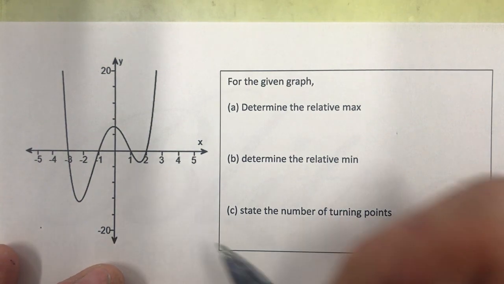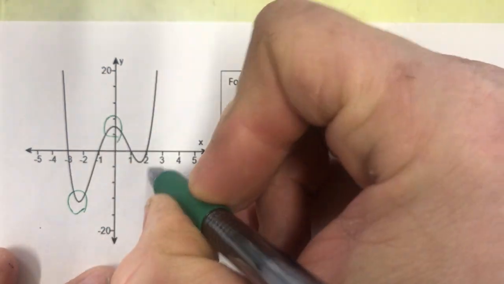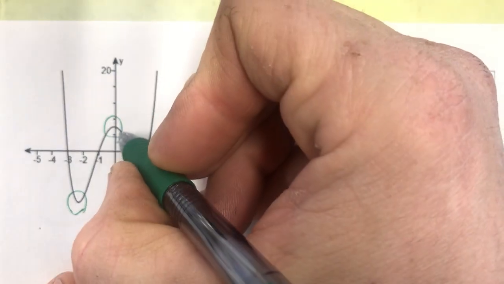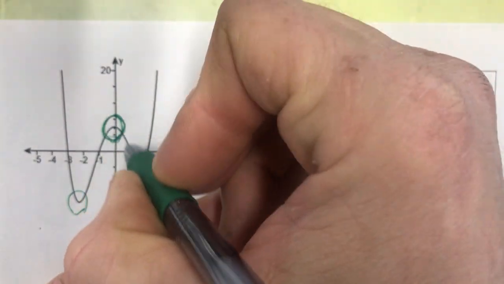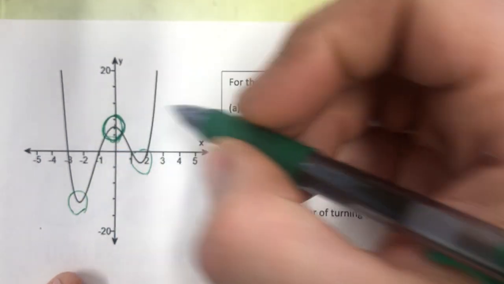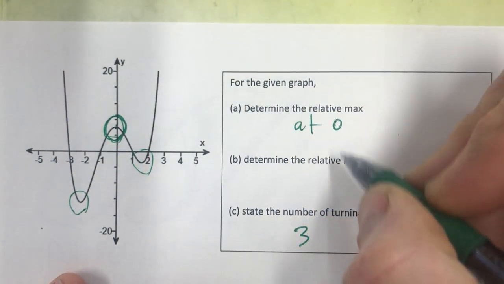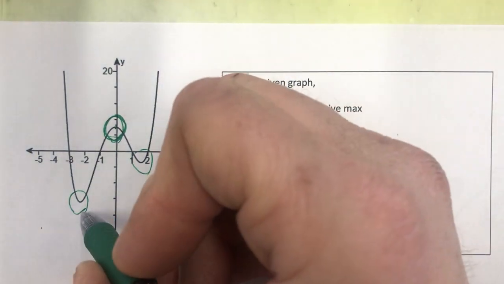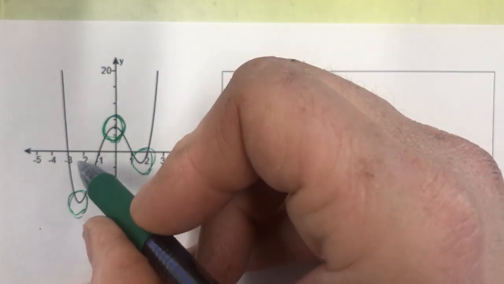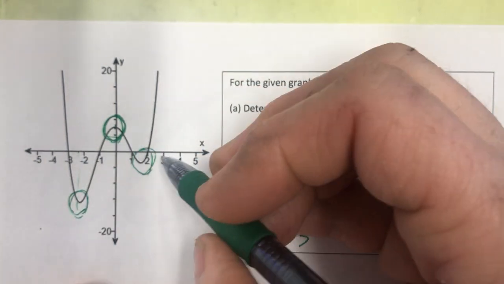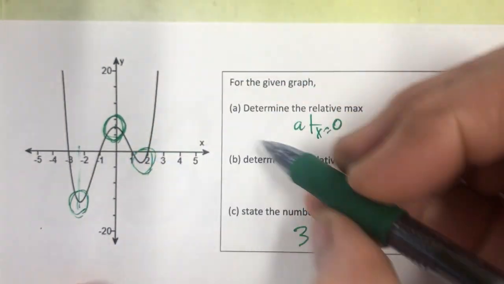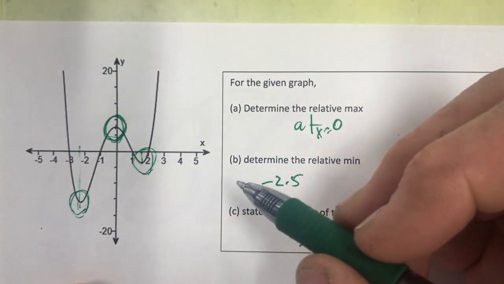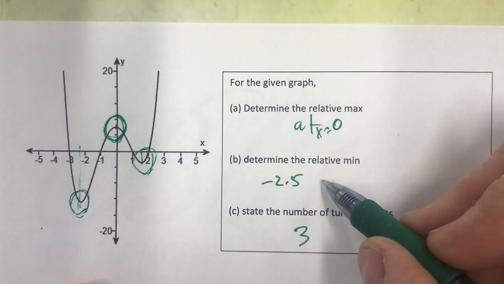All right, same thing here. My turning points, 1, 2, 3 turning points. The relative max is this one, because it's the highest of the points beside it. So that occurs at 0. X equals 0. The relative mins, right here and right here. This one occurs at negative, it's kind of like negative 2.5. And this one occurs at 1.5.